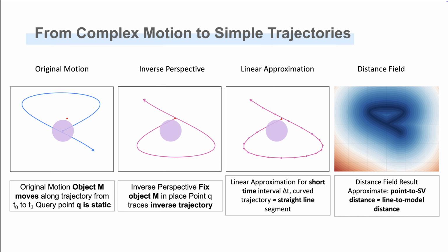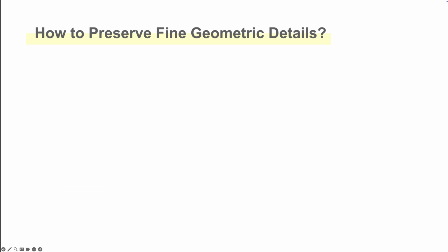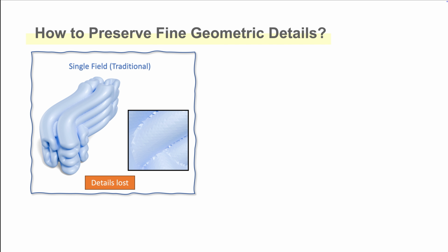But there's still a challenge. The challenge is, how do we preserve fine geometric details? When an object follows a complex trajectory, different time segments may create intersecting or overlapping features. Traditional methods use a single distance field per spatial element. But a single field cannot represent multiple surface sheets passing through the same region. As you can see in this close-up, details are lost and the surface becomes blurred.